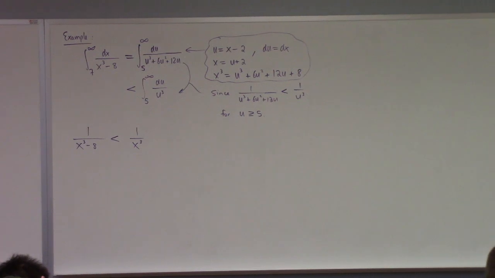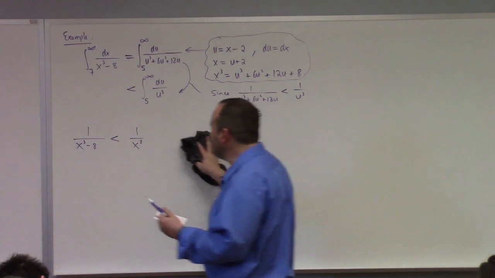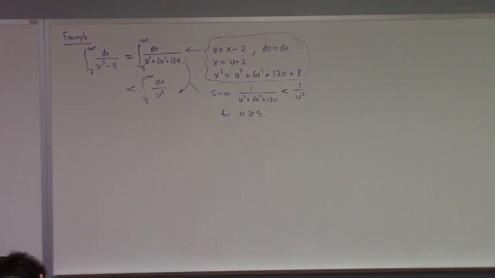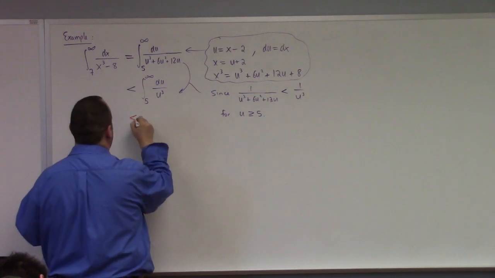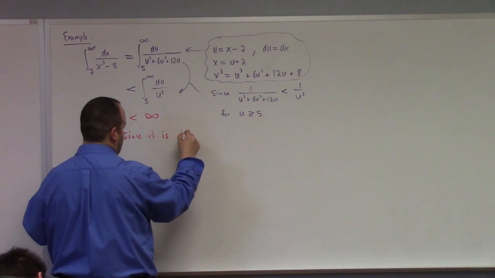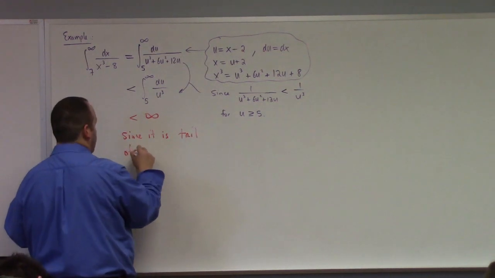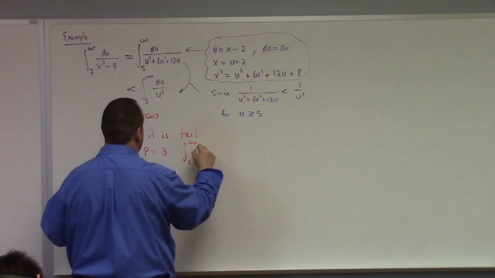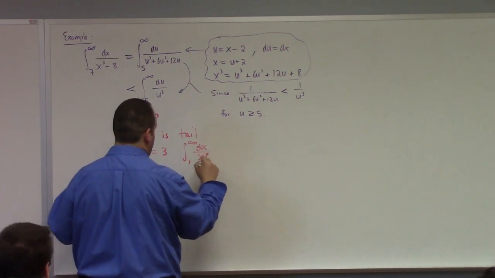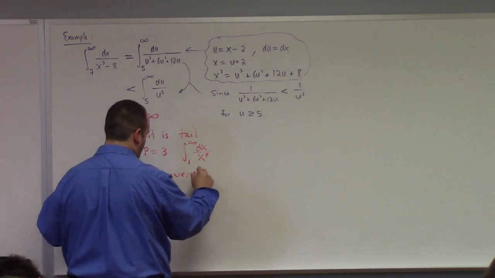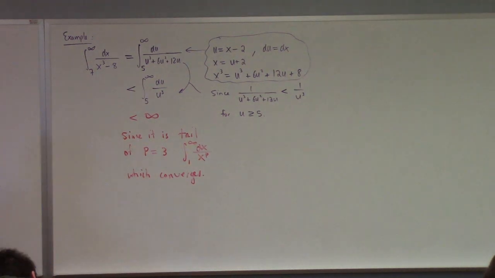But then, this converges what? This is less than infinity since it is the tail of the p equals 3 integral from 1 to infinity of dx over x to the p, right, which converges. So therefore, that integral converges by comparison to the p equals 3 integral.